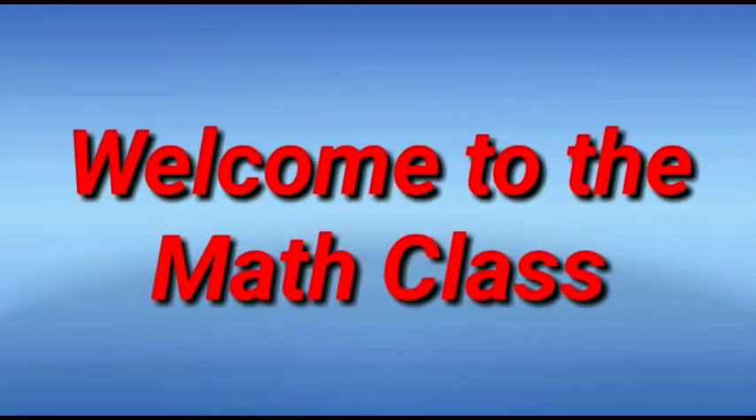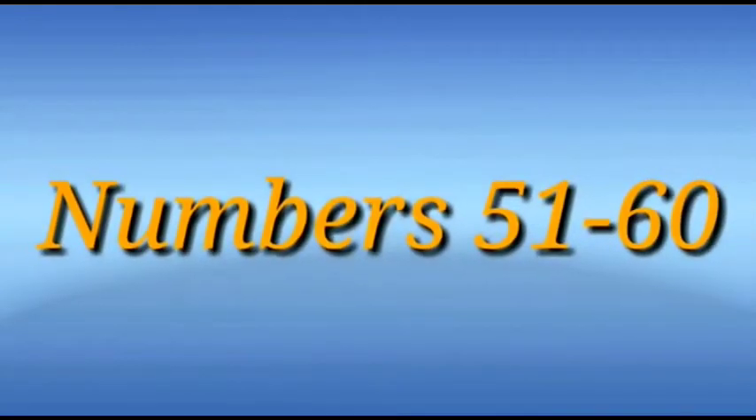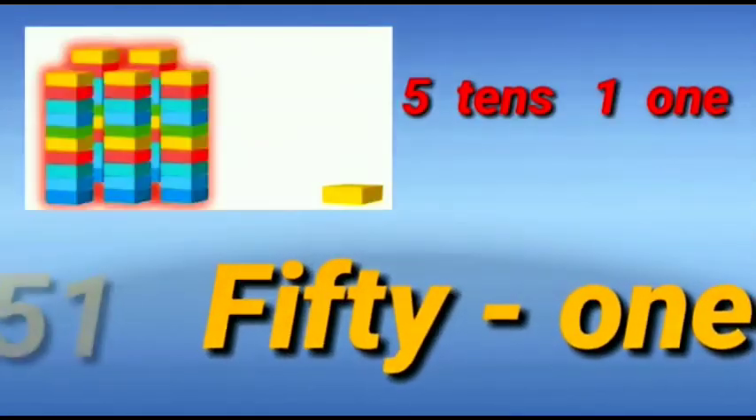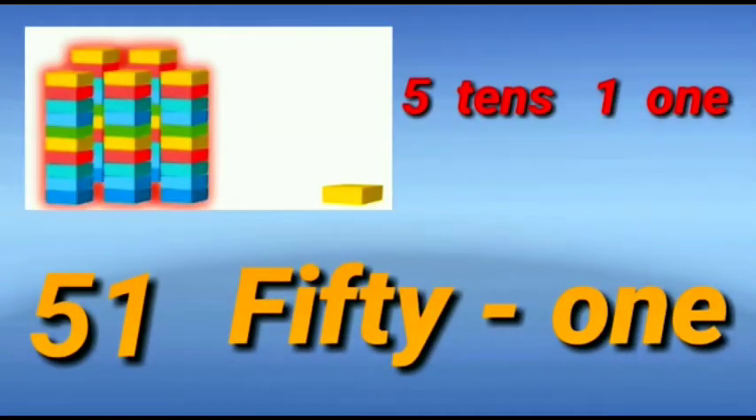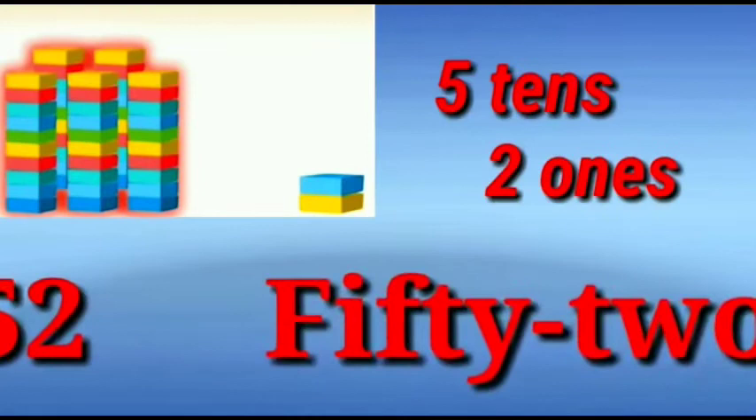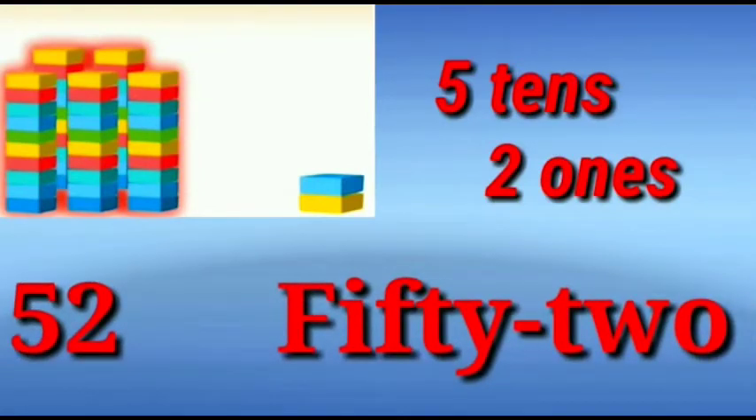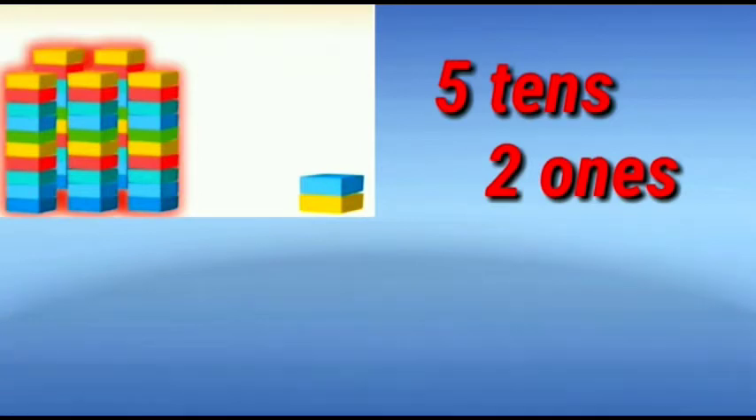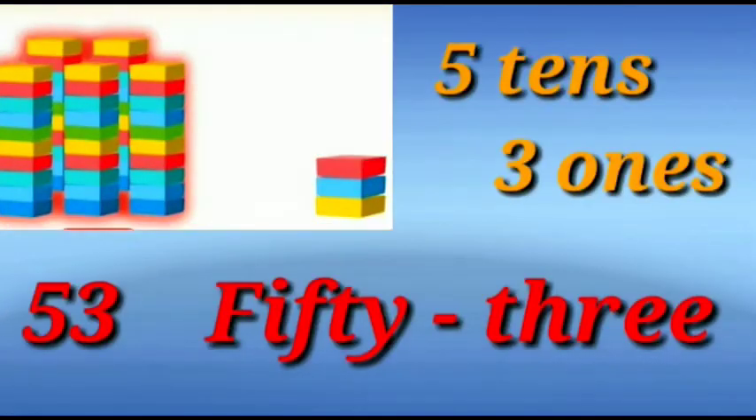Now we are going to learn numbers 51 to 60. Here how many tens and ones are there, children? 5 tens, 1 one. 51. F-I-F-T-Y, 50, O-N-E, 1, 51. 5 tens, 2 ones, 52. F-I-F-T-Y, 50, T-W-O, 2, 52. 5 tens, 3 ones.